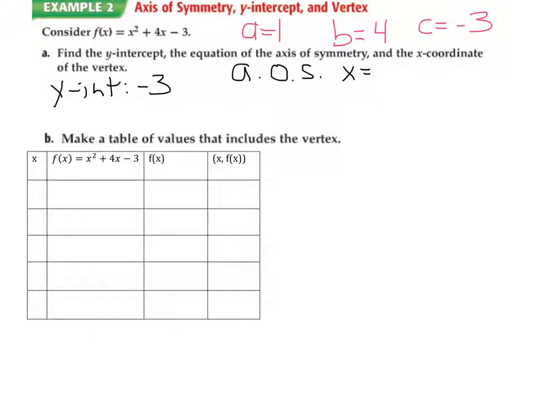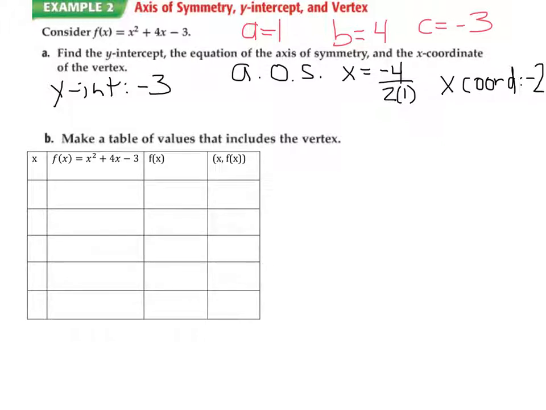So if I go to plug these things in, I'm going to have negative b, which will be negative 4, over 2a. So our equation of axis of symmetry is x equals negative 4 over 2 times 1. And then that x-coordinate is just going to be actually evaluating that. So we're going to have negative 4 divided by 2 times 1, or negative 4 divided by 2, which is going to be negative 2.